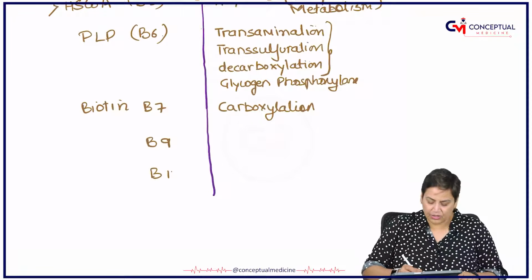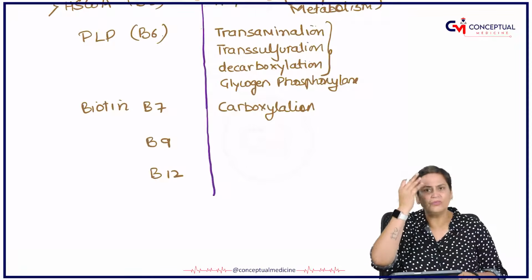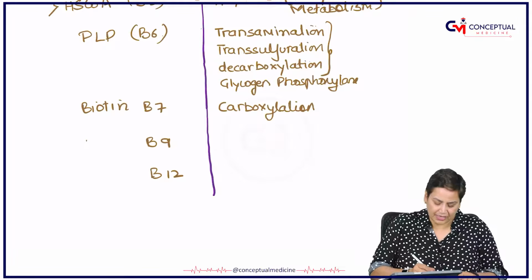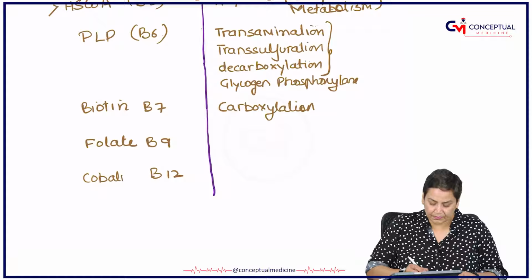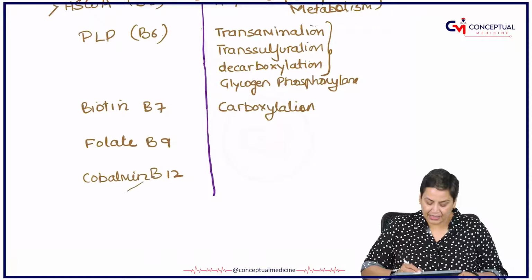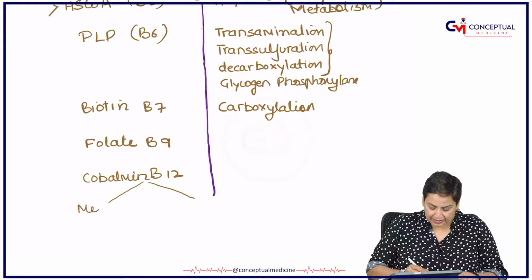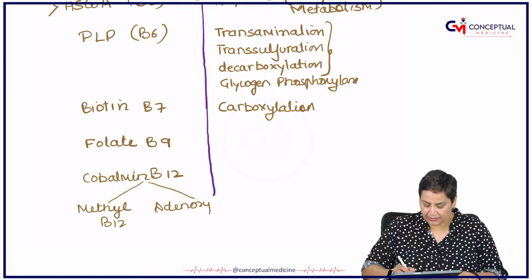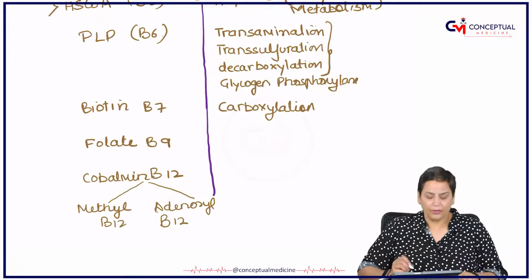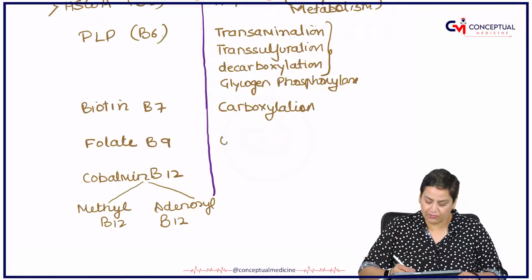Okay. Then after B7, we come over to B9. We all know that B9 and B12 are the two very, very important hematopoietic vitamins, right? They are related with the formation of the blood cells. B9 is folate, and B12 is cobalamin. This cobalamin has a corrin ring, and in between a central metal is situated. If that central group is methyl, it becomes methyl B12. And if it is adenosyl, it becomes adenosyl B12.